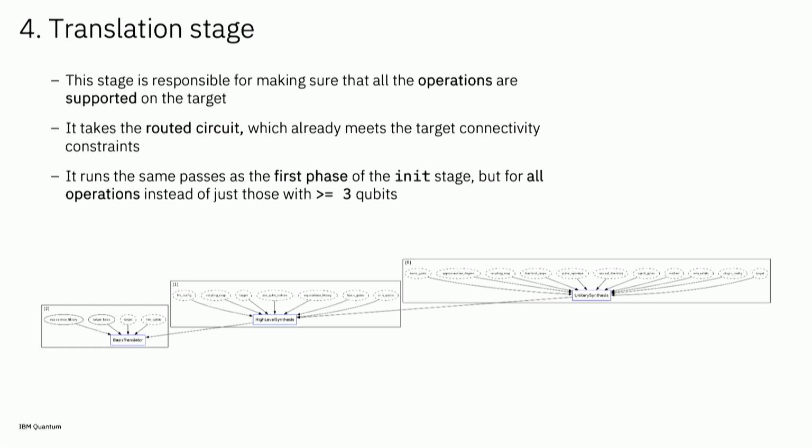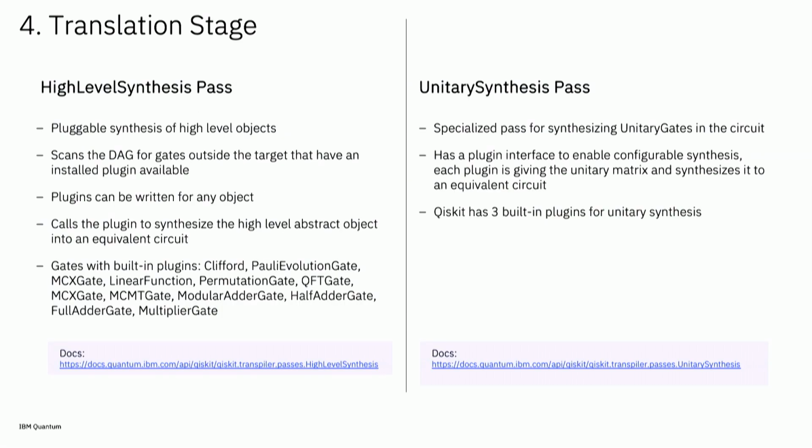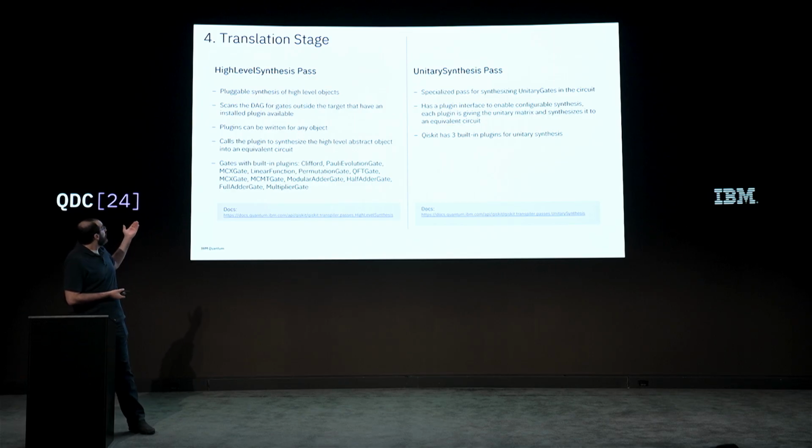So now that we've picked our physical qubits, we can look at the target and figure out which operations are supported on all of those qubits we're running on. And then we need to translate the operations of the circuit into the operations supported on those qubits. And we run these three passes here, which are the same passes that we ran in the init stage for that initial decomposition of multi-qubit gates. Except now we run them on all gates, and before we only ran it if it was 3 or more. So the first two passes are high-level synthesis, which Julian was talking about yesterday, and then unitary synthesis.